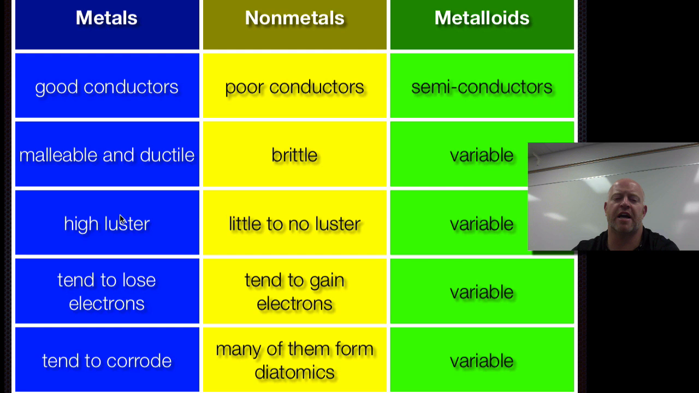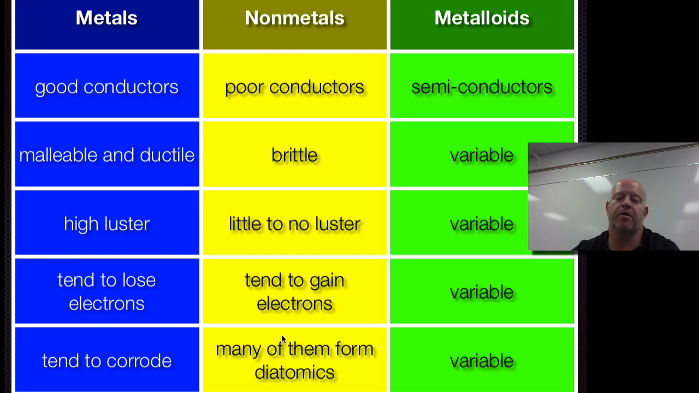Metals you can shine to a high luster, so they look shiny to us, whereas nonmetals tend not to. Metals almost always lose electrons when they ionize, so they end up being positively charged, whereas nonmetals tend to gain electrons, so they're almost opposite of each other. And then metals tend to corrode. If you look at metals, they tend to combine with oxygen pretty easily and corrode, or rust, basically.